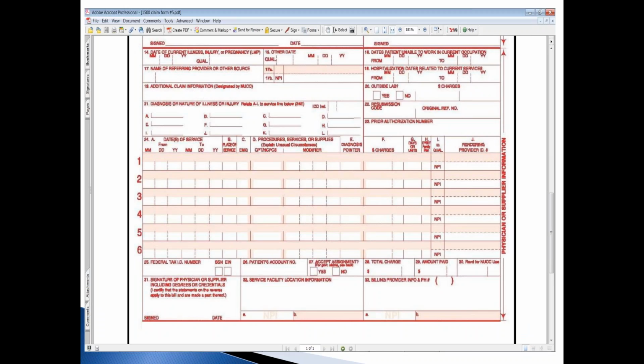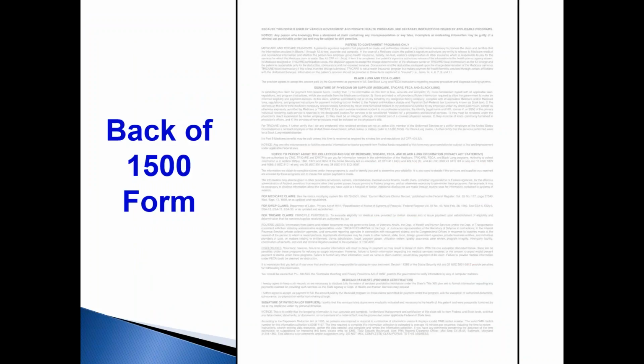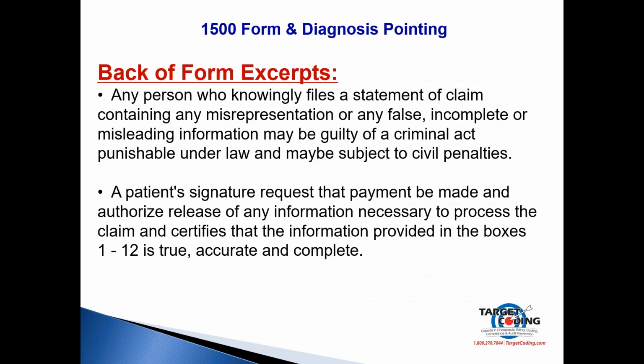Now, so that's it for all 33 boxes. There's information, I don't know how many of you have ever turned over and looked at the back of the form. There's a lot of information on there on the back of the form. I think I was in practice about 5 or 6 years before I realized there was anything on the back of the form. So I turned it over, started reading it, and there's some basic, very important information here.